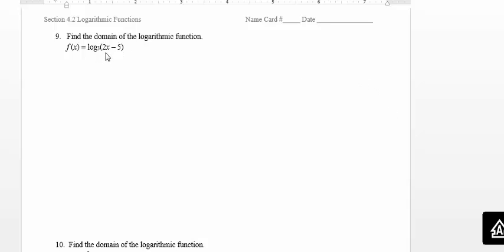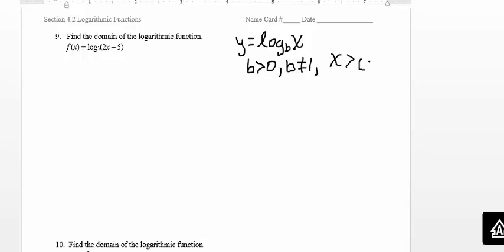Well, you may remember that we said if I have the base b log of x, x has to be bigger than 0. Remember, the base b log of x requires that b is bigger than 0, b is different from 1, and that x is bigger than 0. So that was established when the function was defined.